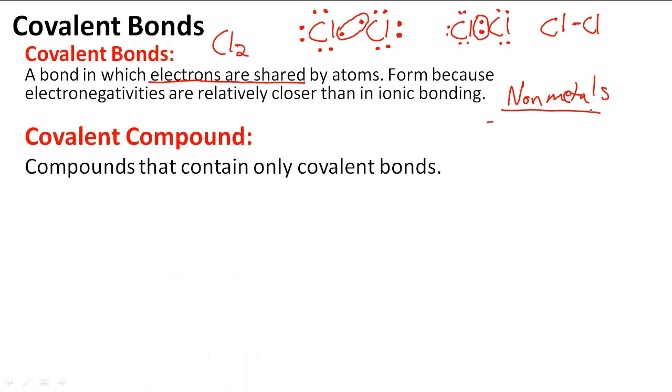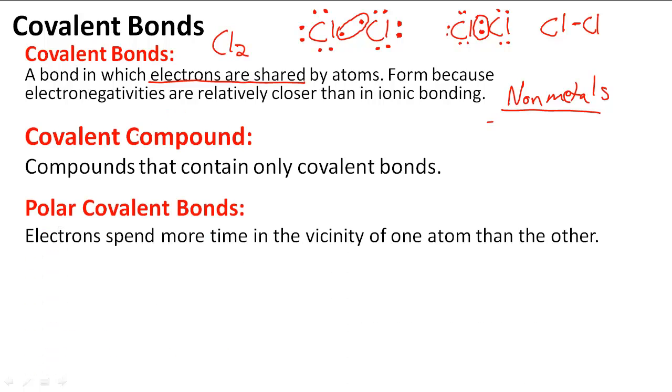Now, there are covalent compounds, compounds that only contain covalent bonds. And this is going to become important for when we discuss certain types of compounds and why they have certain properties because of their covalent bonds. Now, there are 2 types of covalent bonds. The first type are polar covalent bonds. Polar covalent bonds are where electrons spend more time in the vicinity of one atom than the other. Why is this? Because their electronegativities are still close enough to share atoms, but they're a little bit further apart, so one atom is more attractive than the other atoms.